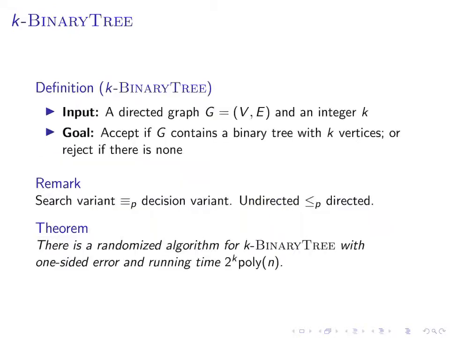Finally, we show the fixed parameter tractability result parameterized on the solution size. The problem of interest is the k-binary tree problem, where the input is a directed graph and an integer k. The goal is to answer yes if the graph contains a binary tree of size k, and answer no otherwise. We show the main theorem of an existence of a randomized algorithm for k-binary tree with one-sided error, where the running time is 2 to the k times poly n.